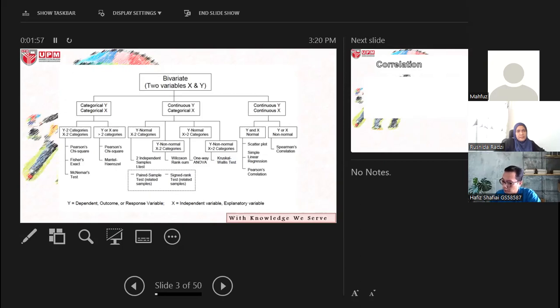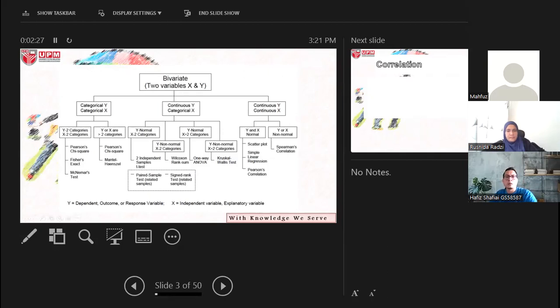Okay, for categorical, let's say you have a categorical variable for IV and DV, and for example, you have two categories for DV and two categories for IV. So the analysis that you can use include Pearson chi-square, Fisher's exact, and McNemar test. This is an example, but we are not going to cover everything. This one is just for your knowledge.